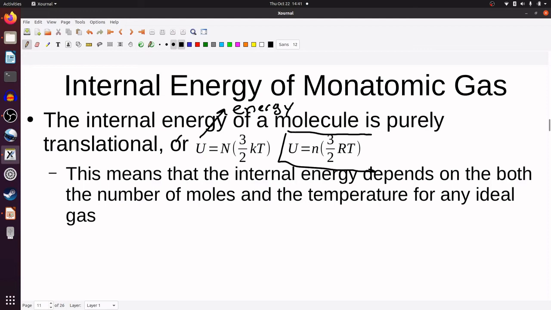So that kind of shows you the relationship between the two. This basically means that internal energy depends on both the number of moles and the temperature for any ideal gas. So that's kind of fascinating.